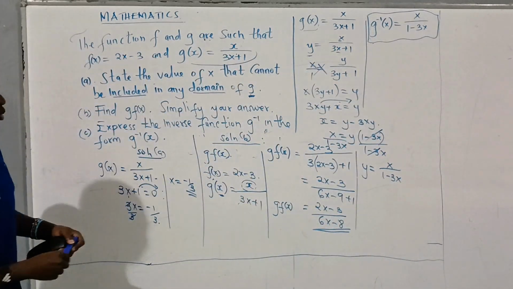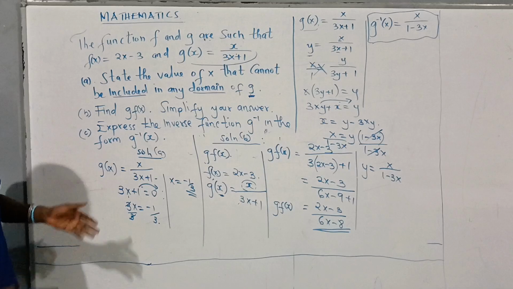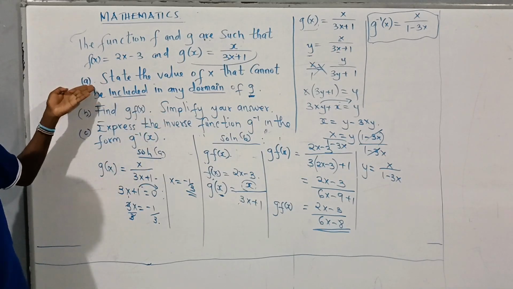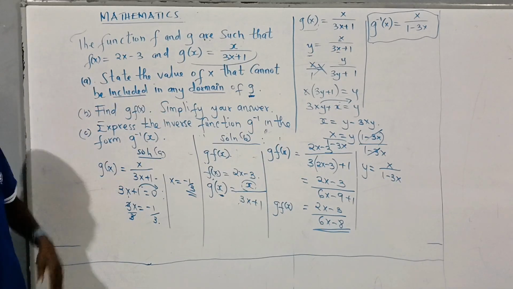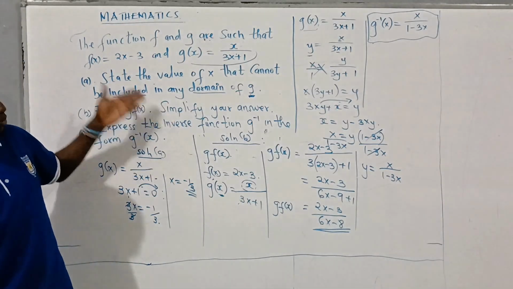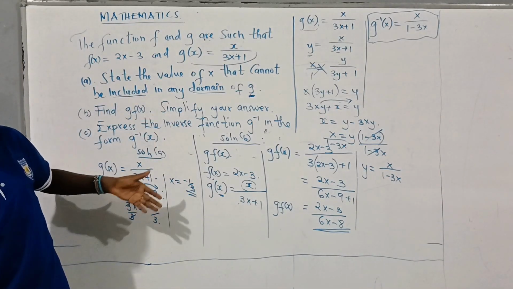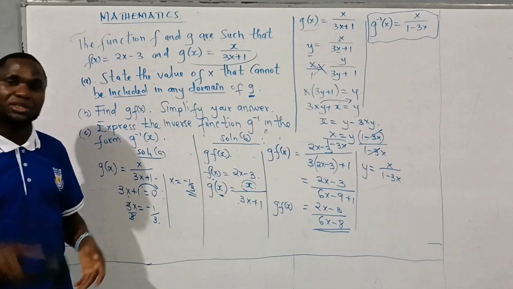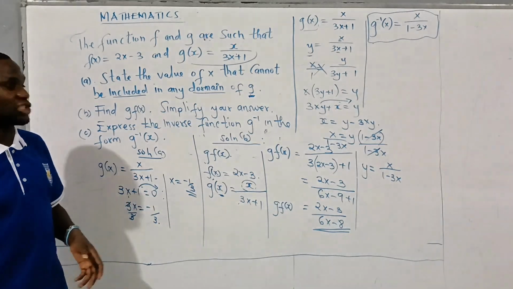That's how you solve the question. Then you get 6 marks: 1 mark, 2, then 3 marks, then 3 marks. So make sure that you go through the question, and in case of any question, just drop a comment in the comment section below.